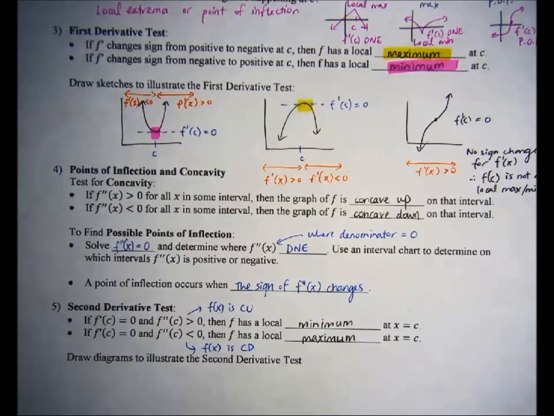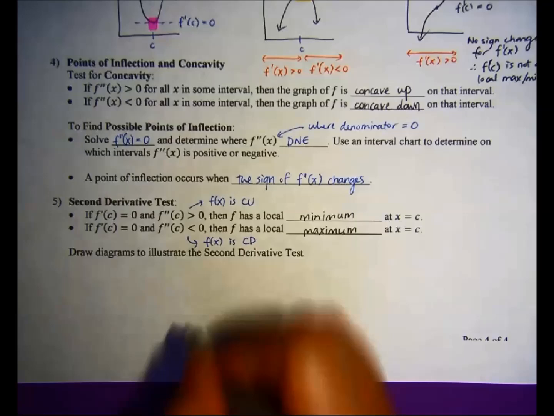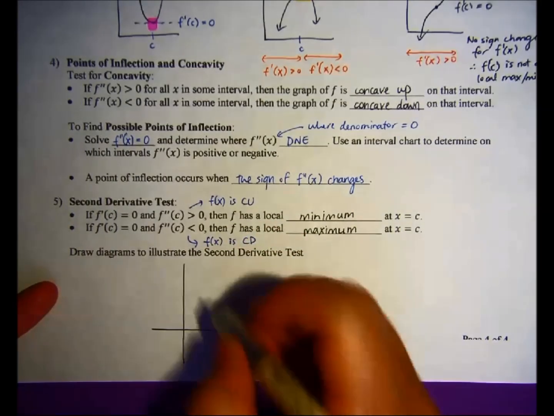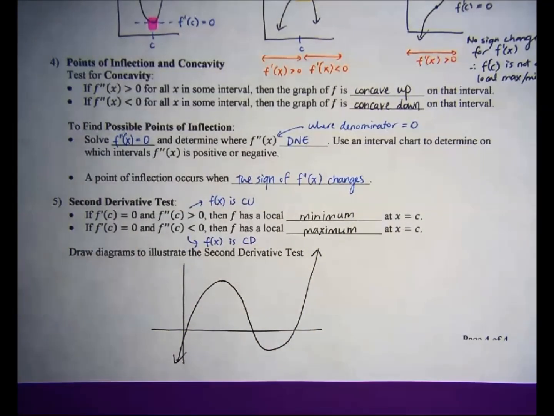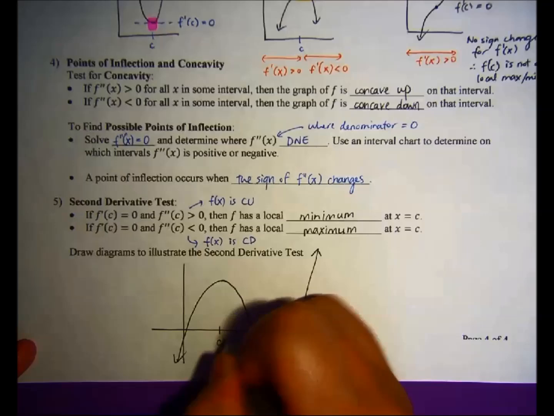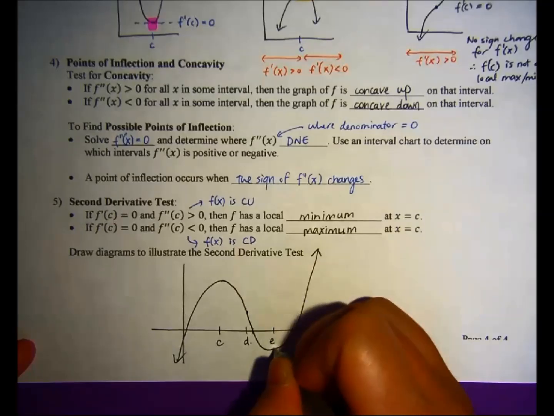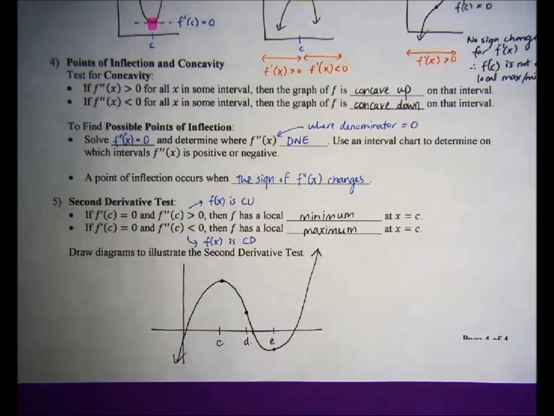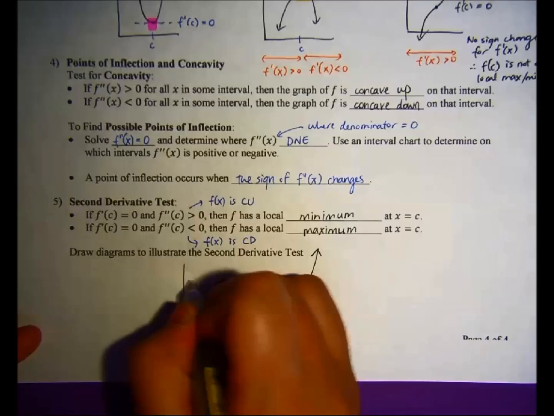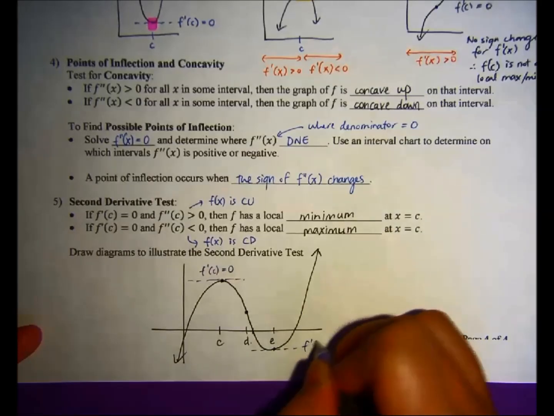I'm going to move up the page and we're going to just go over a few quick diagrams to illustrate. So how about this example? Let's call this C, let's call this point right here D, and let's call this point E. Okay. So we are going to have f prime of c equaling 0 and f prime of e equaling 0.